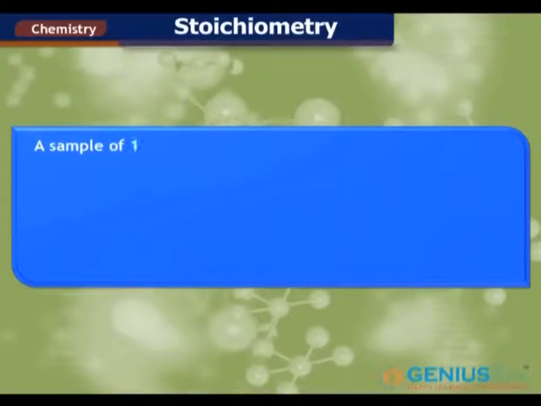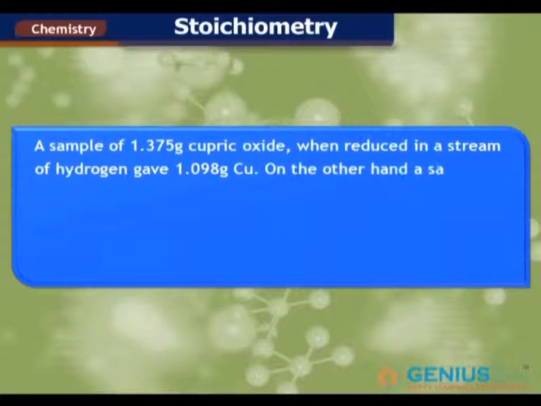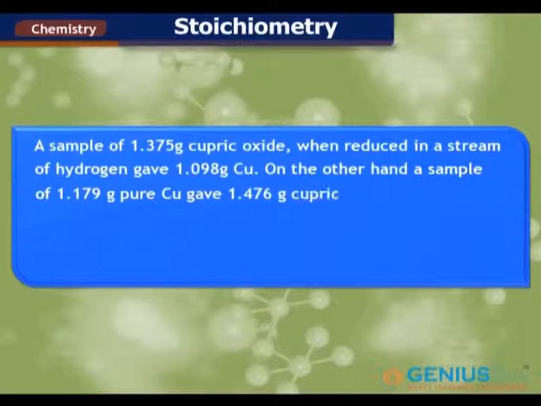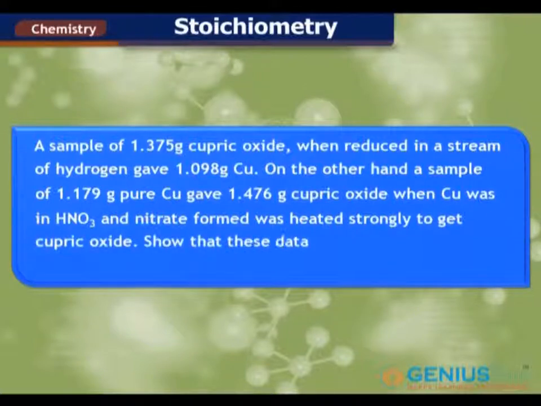A sample of 1.375 grams of cupric oxide when reduced in a stream of hydrogen gave 1.098 grams of copper. On the other hand, a sample of 1.179 grams of pure copper gave 1.476 grams of cupric oxide when copper was treated with HNO3, that means nitric acid, and the nitrate formed was heated strongly to get cupric oxide. Show that these data prove the law of definite proportions.